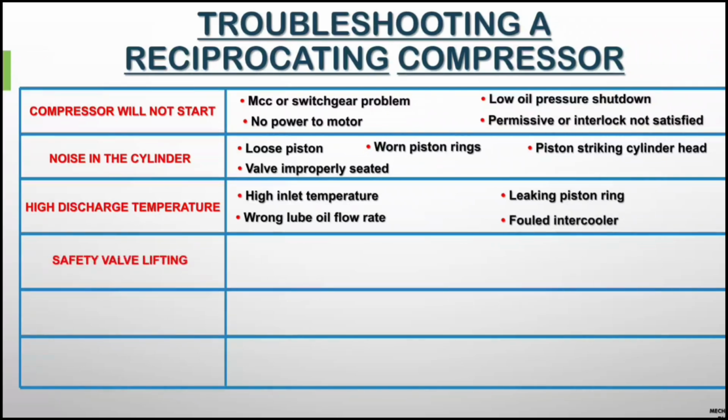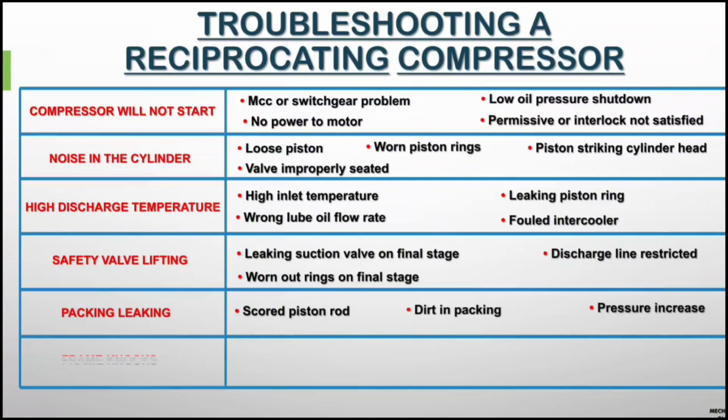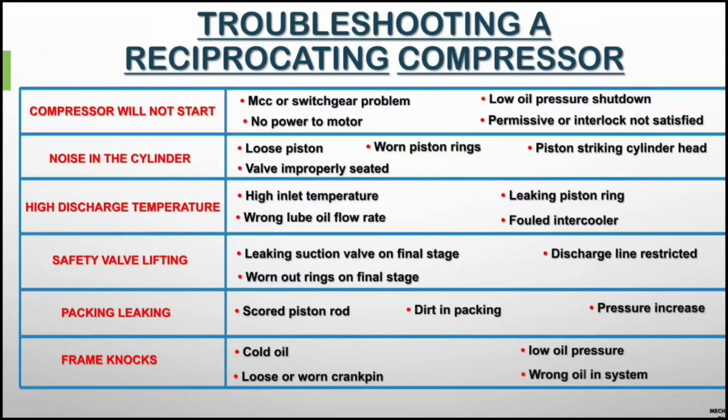Then sometimes the pressure safety valve will be lifted. At that time you have to check for a leaking suction valve on the final stage, discharge line restricted, or worn out ring on the final stage. These are all the reasons for PSV lifting. Next, stuffing box leak or packing leak, we'll see what the reasons are: scored piston rod, dirt in the packing, and sudden pressure increase. Those are the reasons the packing will leak. Finally, we'll see frame knock. Maybe cold oil, low oil pressure, loose or worn crankpin, or wrong oil in the system. These are all the reasons for frame knock.